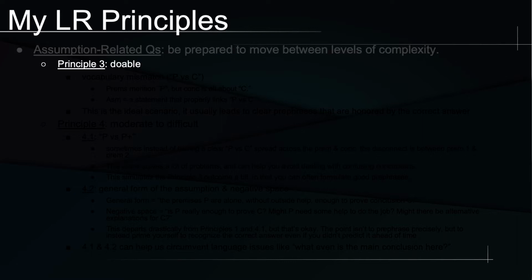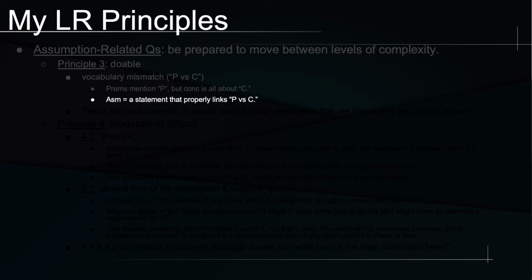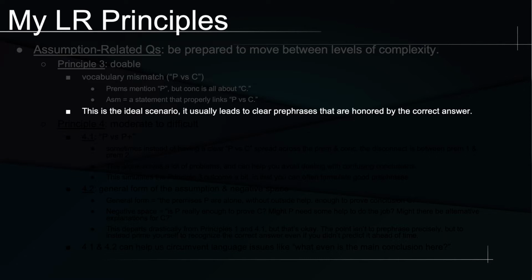So starting with principle number 3, this is for the easiest, most doable questions. And so principle number 3 is where I am looking for a simple vocabulary mismatch, which I characterize as P versus C. The premises mention some distinct concept P, but the conclusion is all about some sort of distinct concept C. And so the assumption in an argument that's structured like this is any statement that properly links the concept P versus the concept C. This is the ideal scenario for assumption family of questions. It usually leads to quite clear paraphrases that are in turn honored by the correct answer. So all in all, it's the ideal.